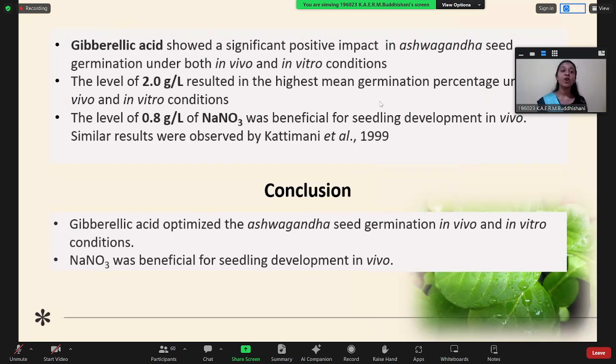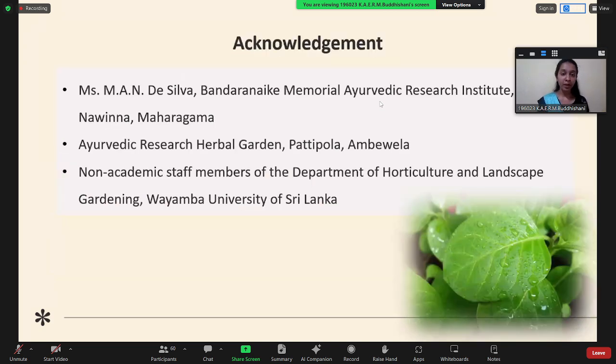The level of 0.8 grams per liter of sodium nitrate was beneficial for seedling development in vivo. As a conclusion, gibberellic acid optimized ashwagandha seed germination in vivo and in vitro conditions. Sodium nitrate was beneficial for seedling development in vivo.